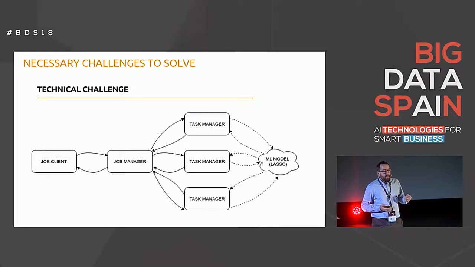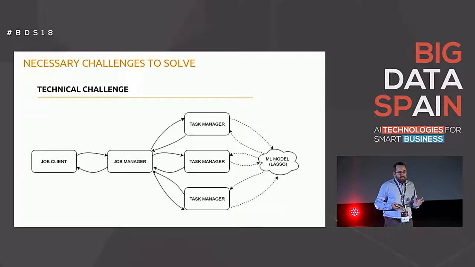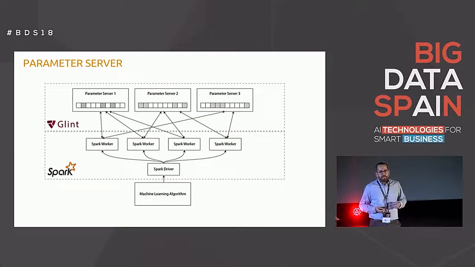The component that we can find to solve this problem is the parameter server. A parameter server is a component of the architecture where we can store the machine learning model, with communication between the workers. The Spark workers, for example, in a Spark cluster, or communication with the task managers in a Flink solution. This parameter server can solve the problem.